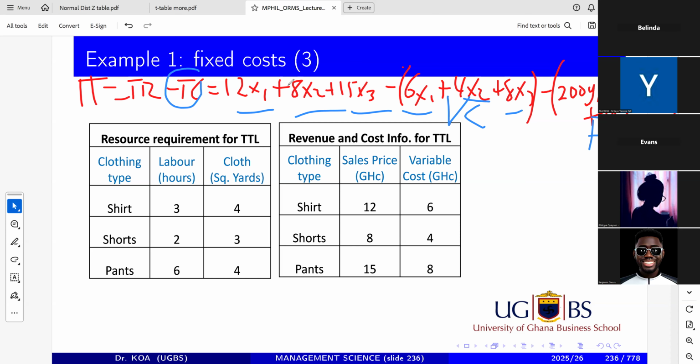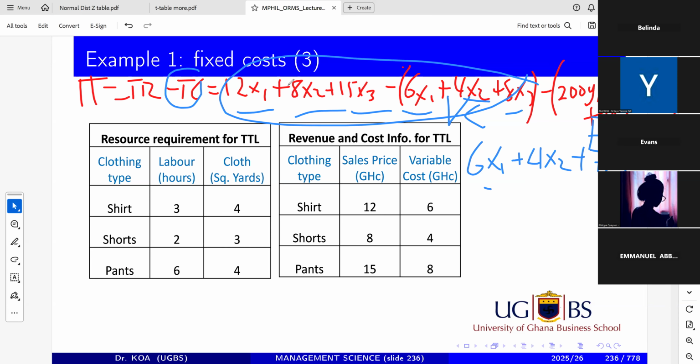Let somebody help you. Belinda. The answer will be 6x1 plus 4x2 plus 7x3. When you group like terms, this whole thing will go and it will be left with this.